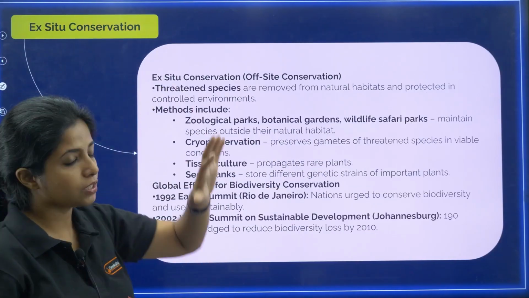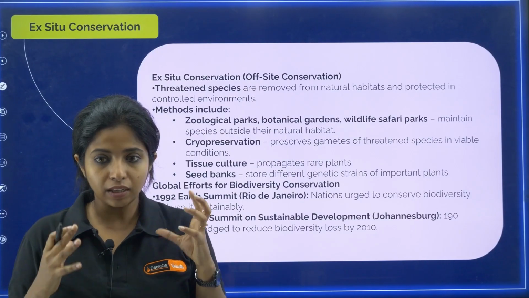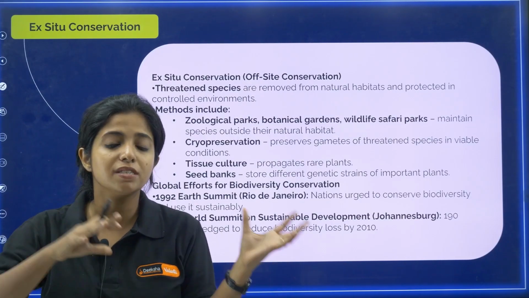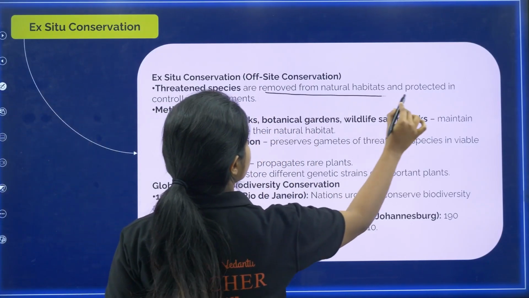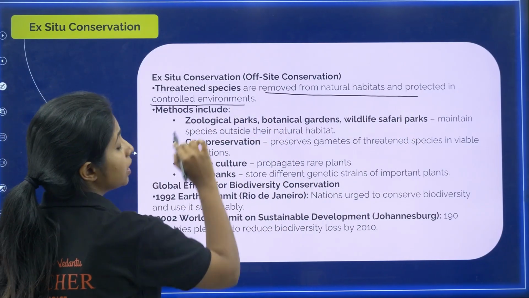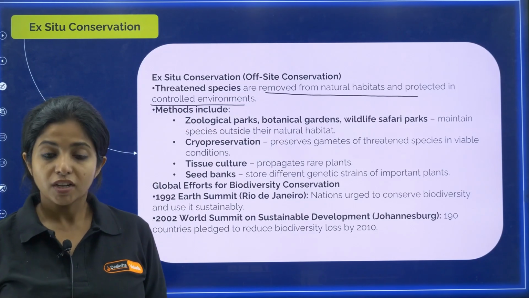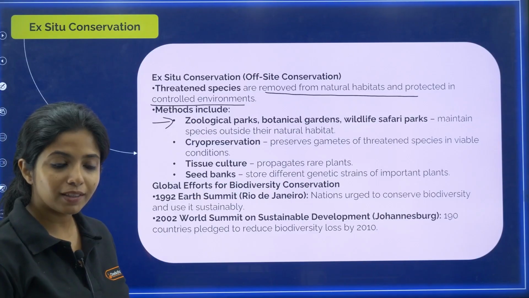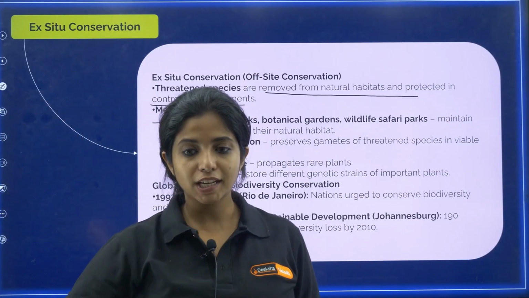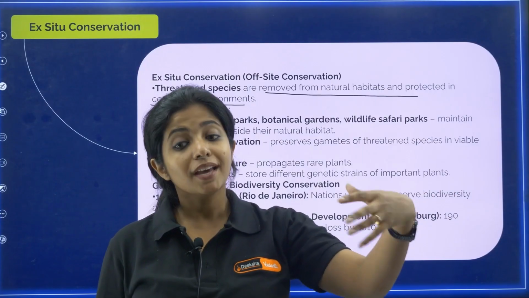Now, what is ex situ conservation? When we are conserving them in the area that we want, we are protecting them outside their own habitat. Okay, so for example, threatened species are removed from their natural habitats and protected in a controlled environment because we feel that there are chances of what? Extinction. So for example, zoo. You know zoo, right? So zoo is one thing where we go and meet the organisms up there. So it's not their natural habitat. We are putting them in cages and we are keeping them for safeguarding.